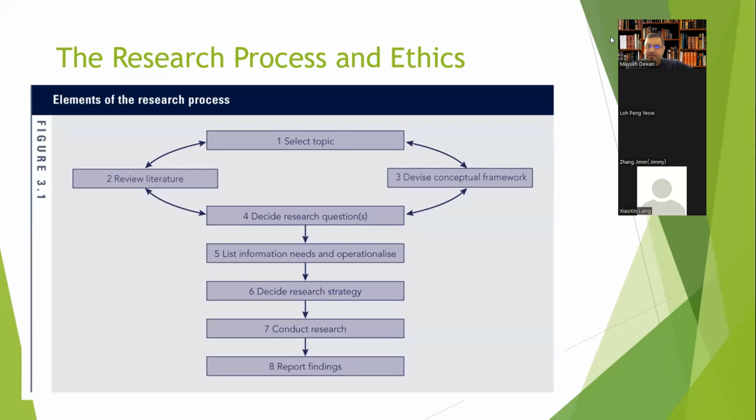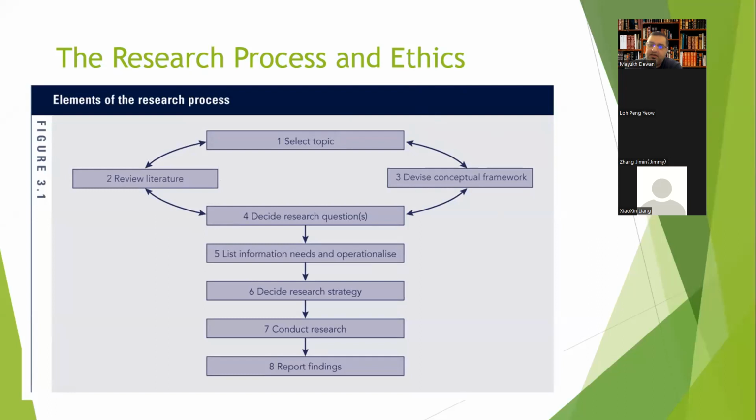Now, I just want to ask a quick question. Anybody can answer me. This is usually the research process which we do, right? We select a topic, we review literature, we do a conceptual framework or a theoretical framework. Conceptual frameworks are mostly quantitative. For qualitative research, we do theoretical frameworks. That means we look at different theories and then analyze which theory may be useful for us to understand our situation. We decide on the research questions, what information we need, how we need to operationalize, we decide on the strategy, what kind of data collection we do, then we do the data collection, and after that, we report our findings. So my question to you is, at which step should I start talking about ethics in my research?